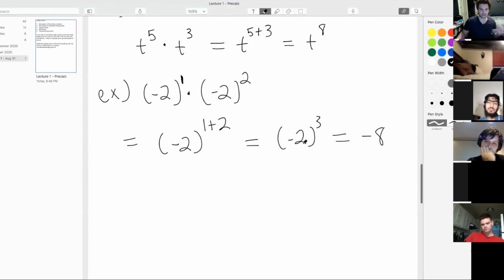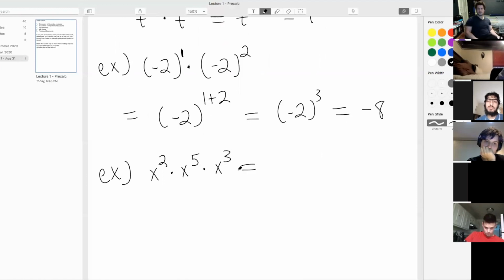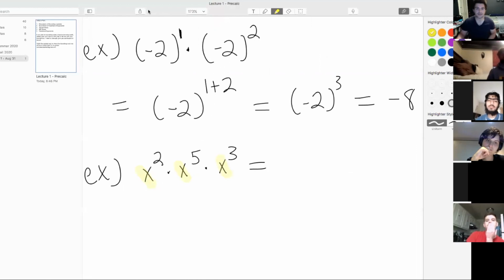All right, so I hope we're good. Let's do one last example. Let's look at x to the second multiplied by x to the fifth multiplied by x to the third. Okay, same deal. Since these are all the same base of x, we can just apply the power rule.